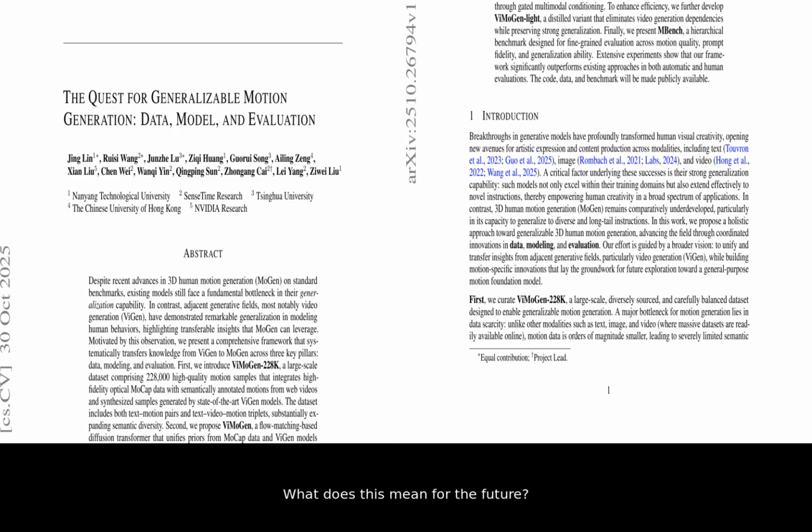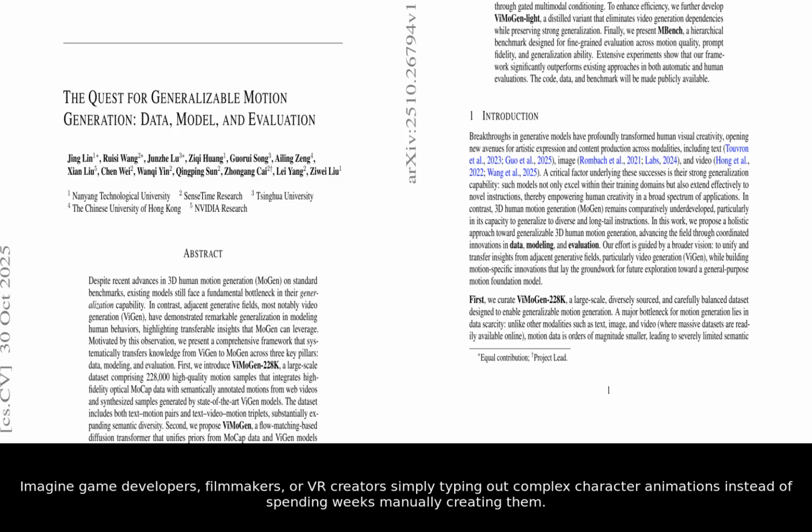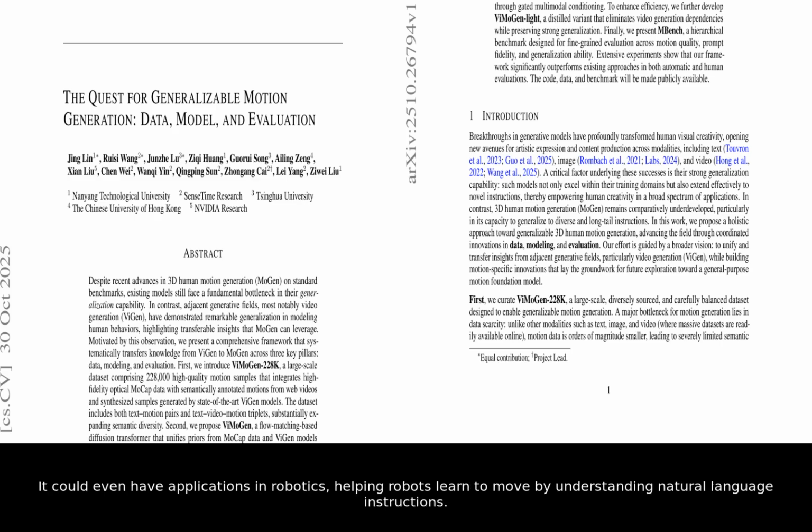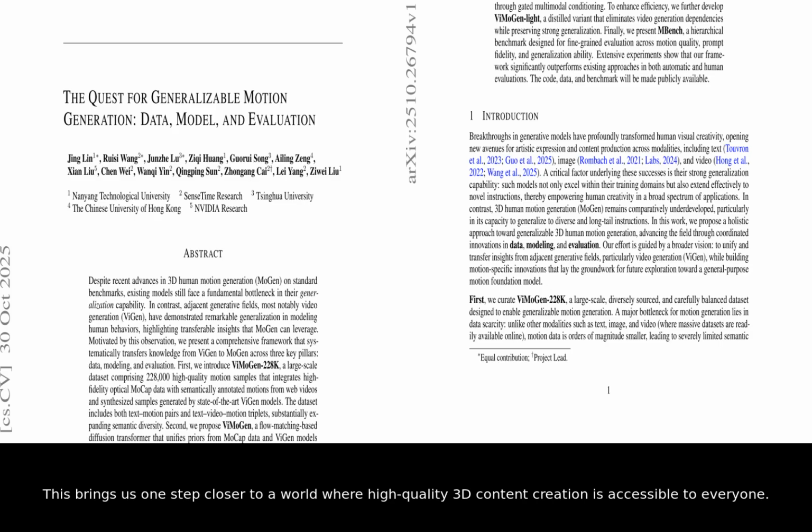What does this mean for the future? This work represents a major step towards a general-purpose motion foundation model. Imagine game developers, filmmakers, or VR creators simply typing out complex character animations instead of spending weeks manually creating them. It could even have applications in robotics, helping robots learn to move by understanding natural language instructions. This brings us one step closer to a world where high-quality 3D content creation is accessible to everyone.